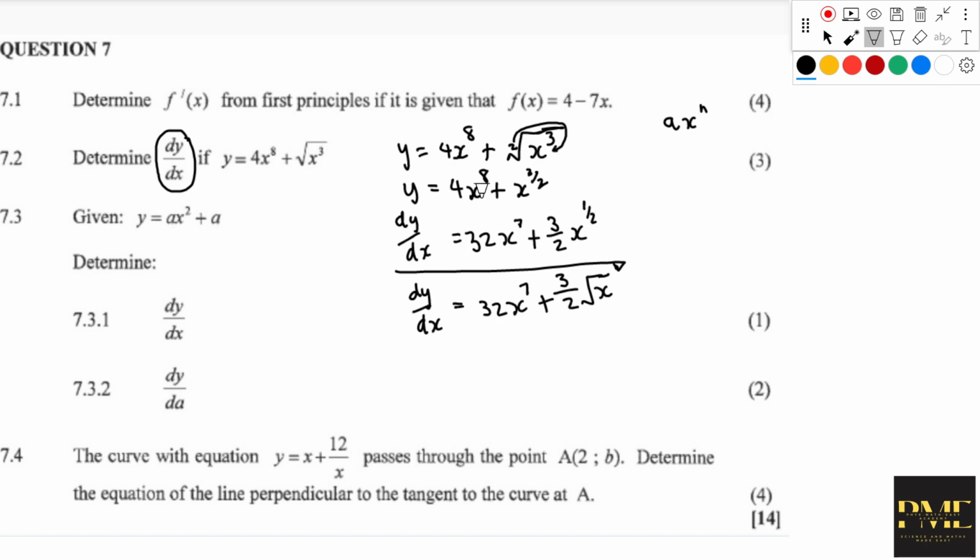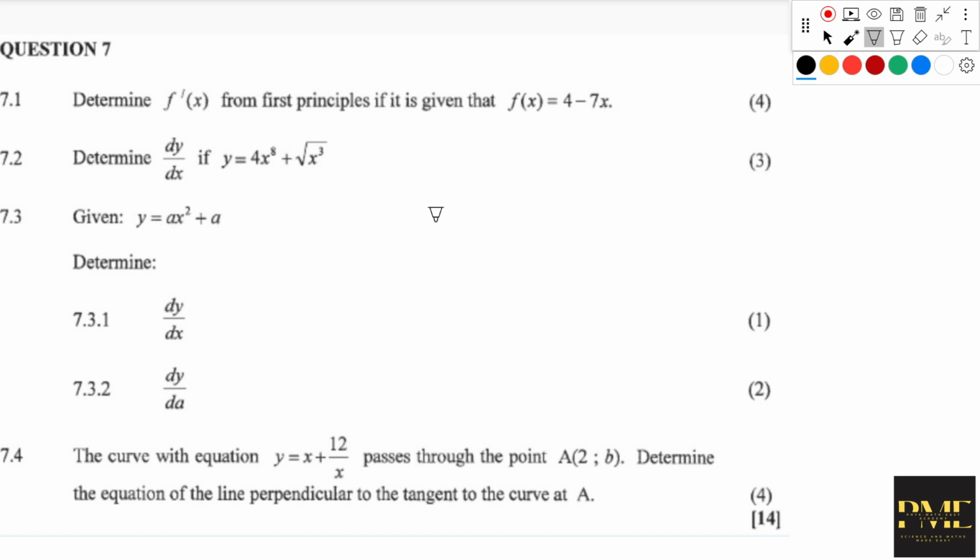Okay, now this brings us to the end of 7.2. Okay, you've got your 3 marks in the bag. We're therefore going to be moving on to 7.3. Okay, all right, so 7.3 is separated into 7.3.1 and 7.3.2.